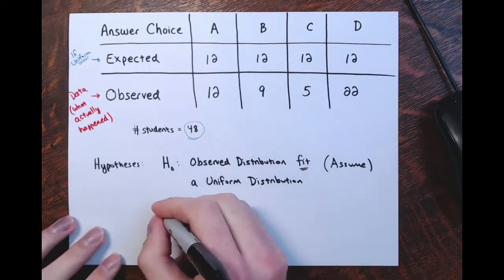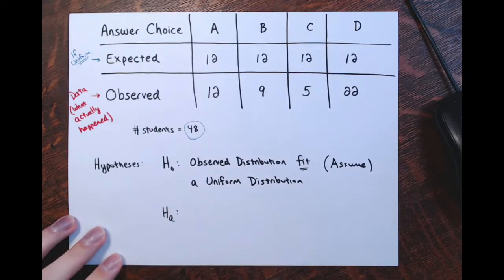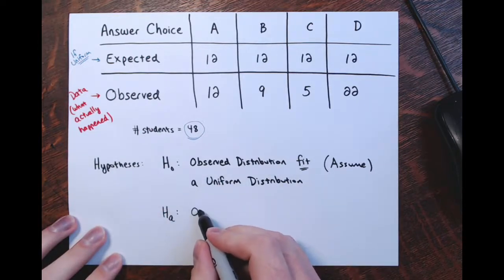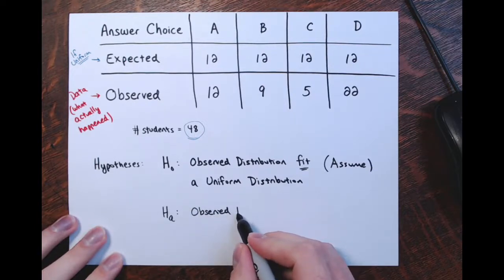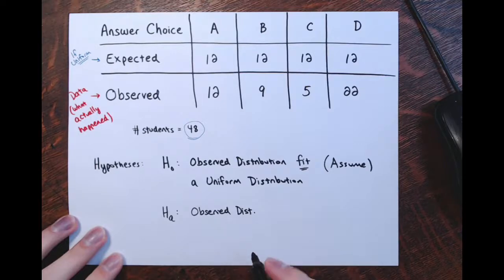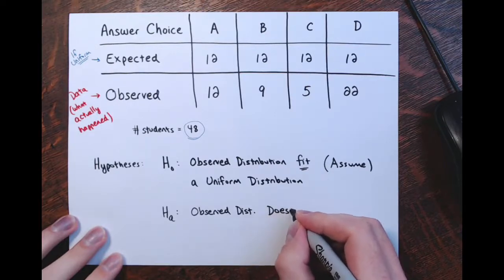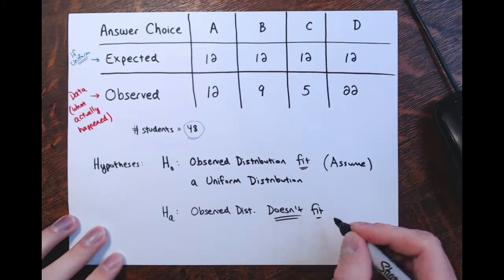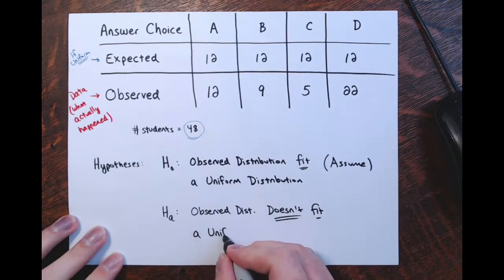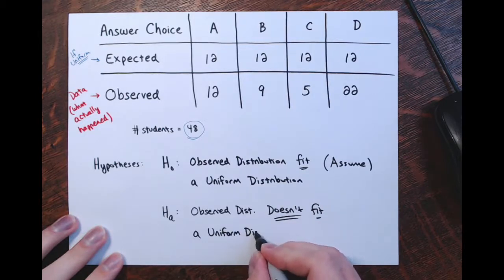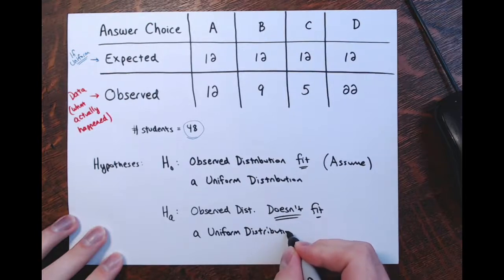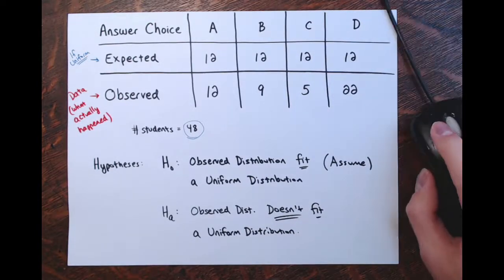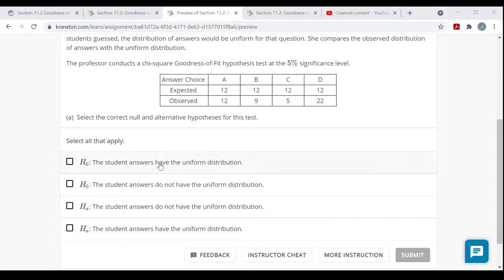Then the alternative hypothesis is that it doesn't fit. The observed distribution of her students' answers does not fit a uniform distribution very well. It's actually pretty far off of it. So that's part one, where we're just asked to set up the hypotheses. The students' answers have a uniform distribution is the null, and the students' answers do not have the uniform distribution is the alternative.